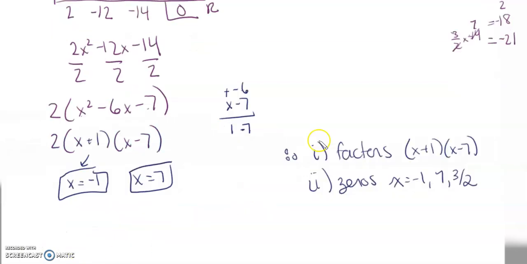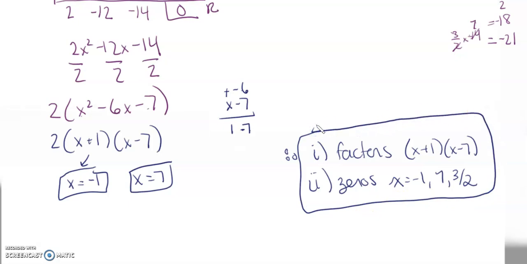I'll write a conclusion. Okay, so here's our conclusion. Here are the factors. Here are the zeros for the entire question.